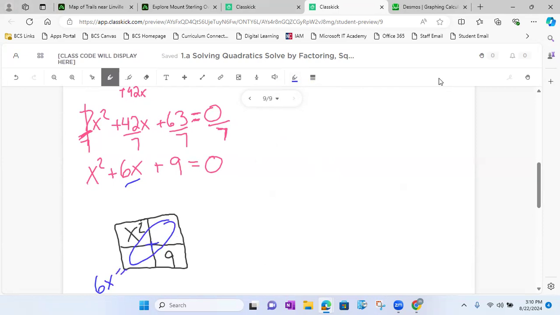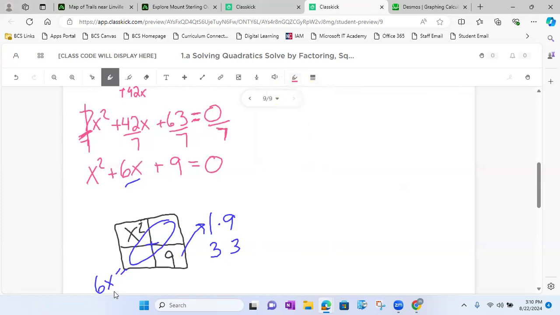Okay, so now let's make a list off of our 9. Well, I know 1 times 9. 1 plus 9 is 10. 1 minus 9, negative 8. That's not going to work. Let's do 3 and 3. 3 times 3 is 9. 3 plus 3 is 6x. Guess what? We just found them that quick.